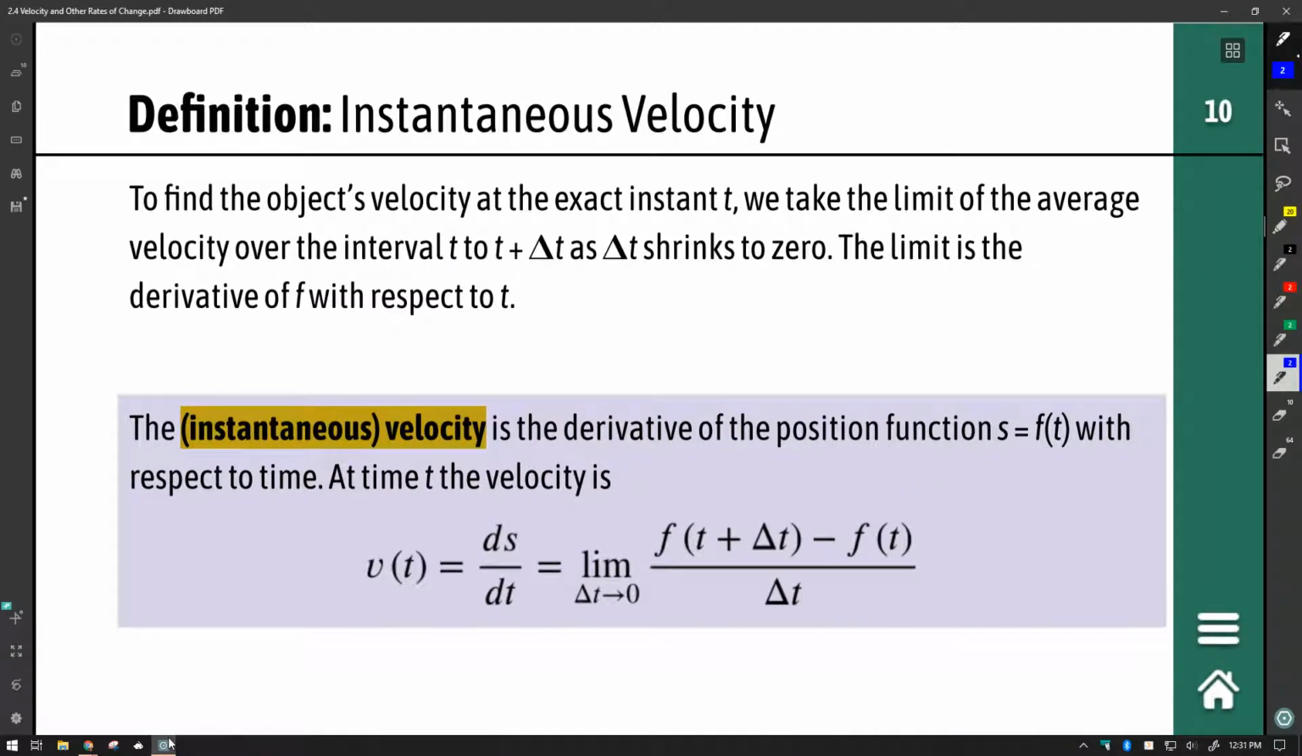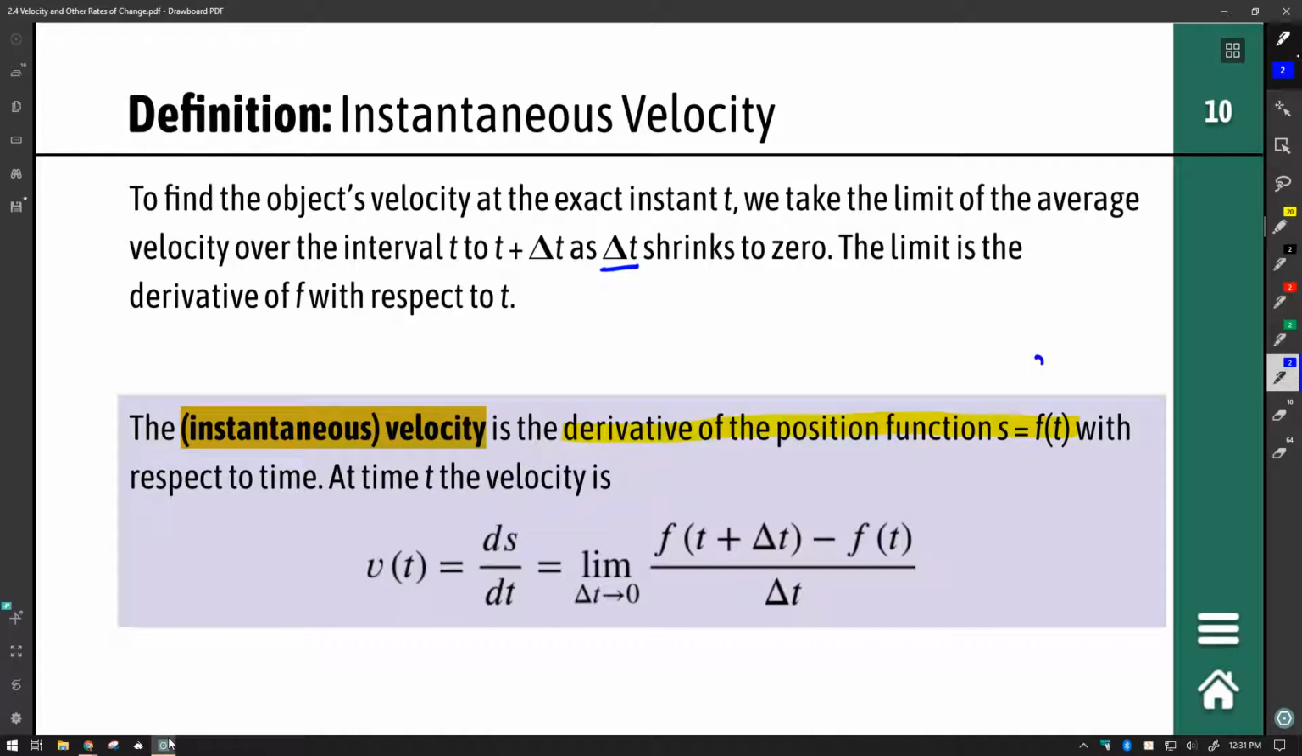So if that's the way we're going to define average velocity, then if we take a limit of it, now all of a sudden we're talking about instantaneous velocity. If we take that limit as delta t shrinks to 0, then all of a sudden we have the velocity at a moment, not over an interval. And this is going to be called instantaneous velocity. The key part here is that instantaneous velocity is the derivative of the position function. So when you see instantaneous velocity or just the word velocity, we mean derivative of position.